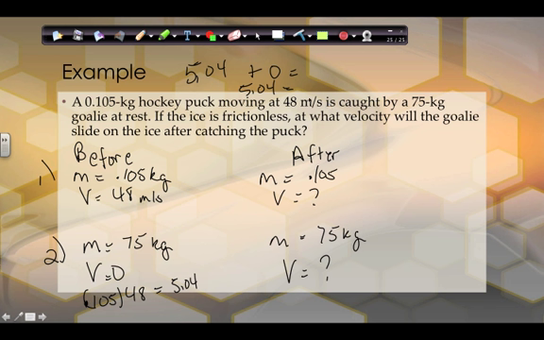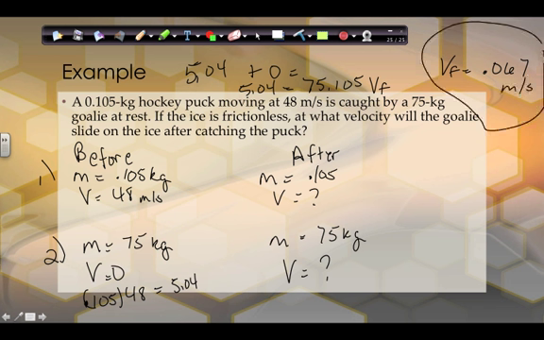That will be equal to the momentum afterwards. Since there's only one mass and one velocity that we're concerned with, we need to add the masses together. So 0.105 plus 75 gives me 75.105, multiplied by my unknown velocity. At this point, I can just solve by dividing both sides by 75. So your final velocity here is 0.067 meters per second.